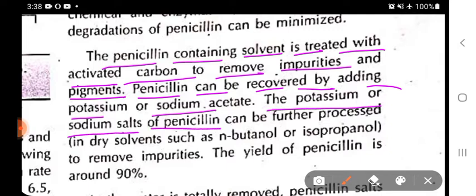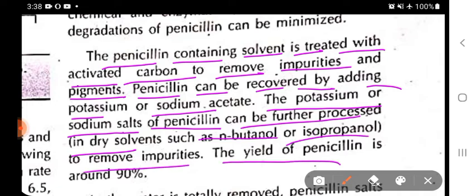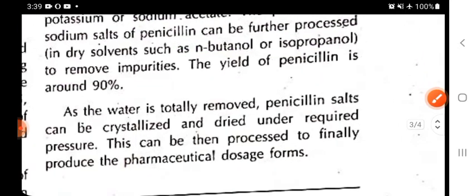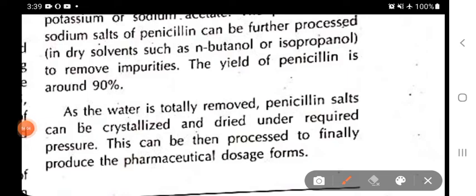Potassium or sodium salts of penicillin can be further processed with n-butanol or isopropanol to remove the impurities. So for removing the impurities, we can use the potassium salt or the sodium salt of penicillin. We use n-butanol or isopropanol to remove the impurities found in the penicillin, and in this way we can yield penicillin of about 90%.